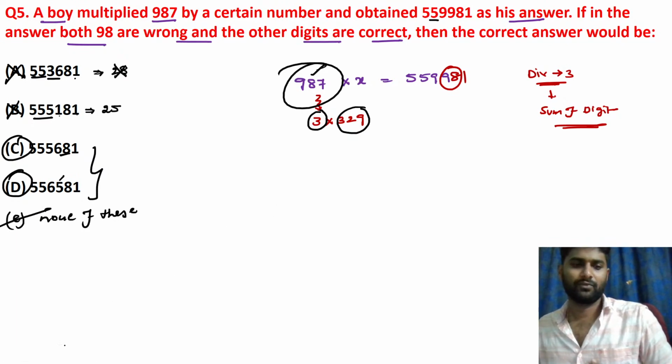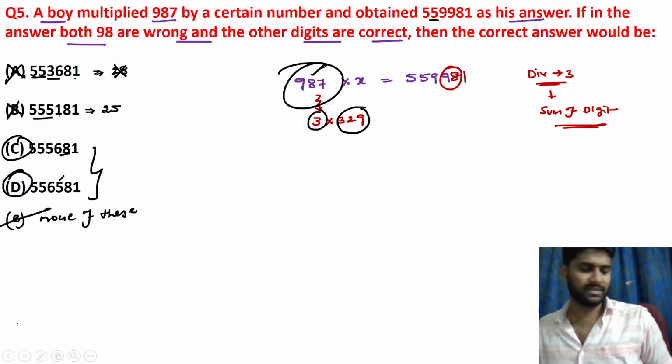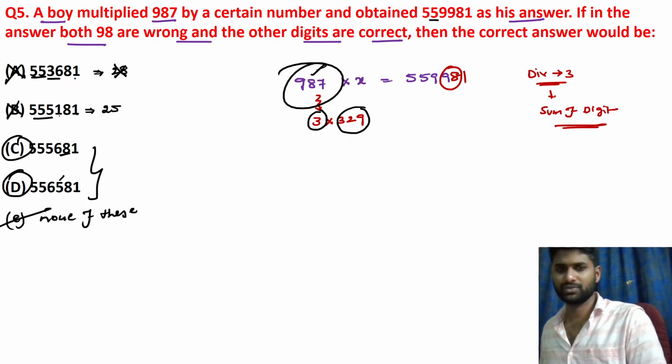There is a property that if the number is divisible by 3 and 329, those numbers must be exactly divisible by 987. Just go through that approach.